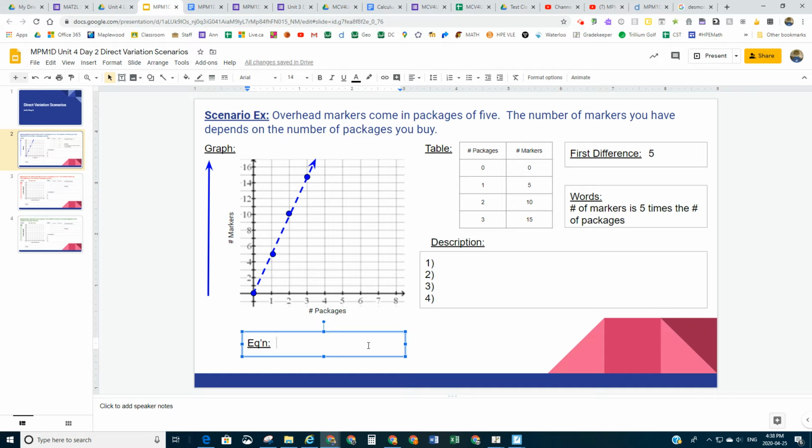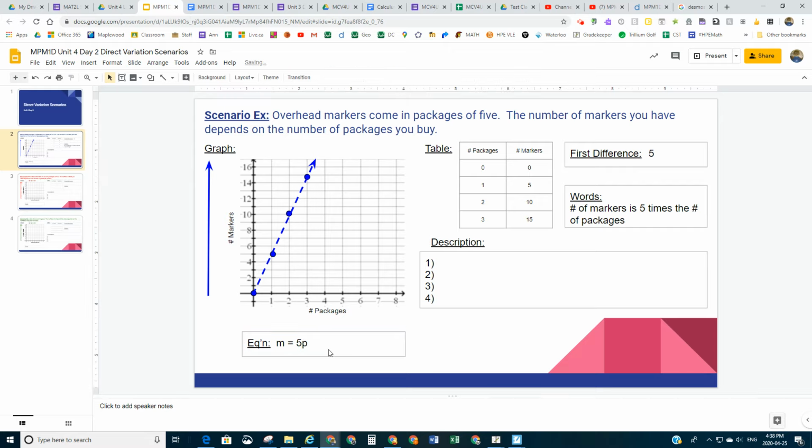So an equation to represent this, then the number of markers, let's let that be an M, and we'll say equals, if the markers is 5 times the number of packages. You see here we got M equals 5 times the number of packages would be 5P. Okay? And that describes that relationship. All right, so we've got it drawn in a table where the first differences are 5, this graph, words, and the equation. Now let's remind ourselves of the descriptions from last unit.